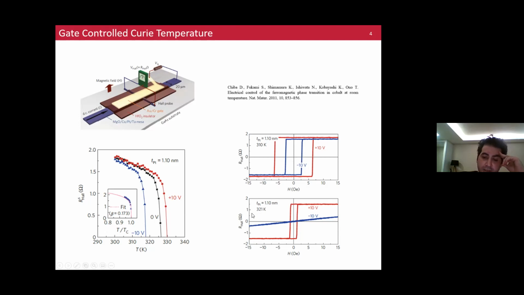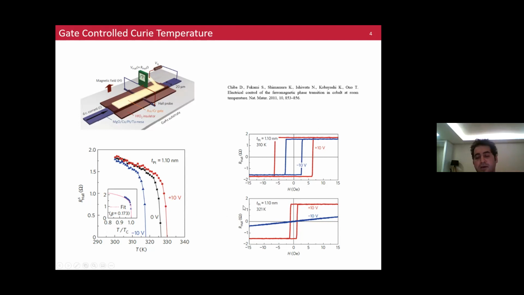For the second case, if we set the temperature at 321 Kelvin, between the 0 volt and negative volt here, and apply negative 10 volts, this time we are at a higher temperature than the Curie temperature. Because of that, it shows paramagnetic behavior. And if we apply positive 10 volts, it comes to here. We are in the ferromagnetic phase, so we can observe hysteretic behavior in this measurement.